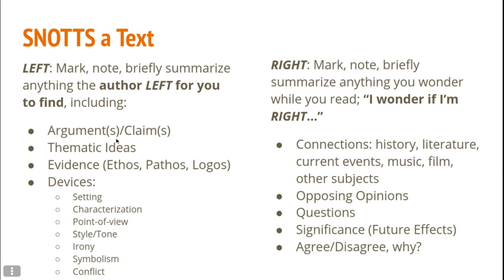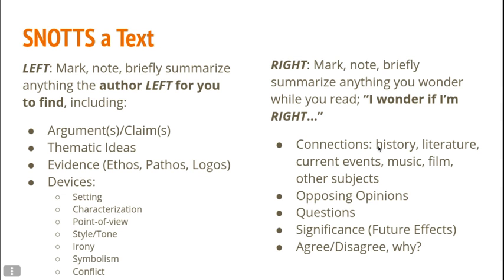On the left, you're going to mark, note, or briefly summarize anything the author left for you to find. Okay. Can include, but is not limited to, arguments and claims. Okay. So the author is making this argument, they've left this argument for you to find. Any thematic ideas or messages that you feel like the author is trying to get across, any evidence they've used to persuade you using ethos, pathos, or logos, and then any literary devices, which we're going to cover over the next few weeks. Things such as setting, characterization, point of view, style, tone, irony, symbolism, conflict, things like that.